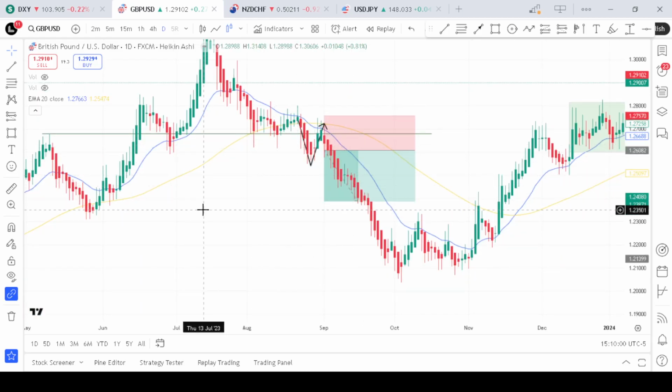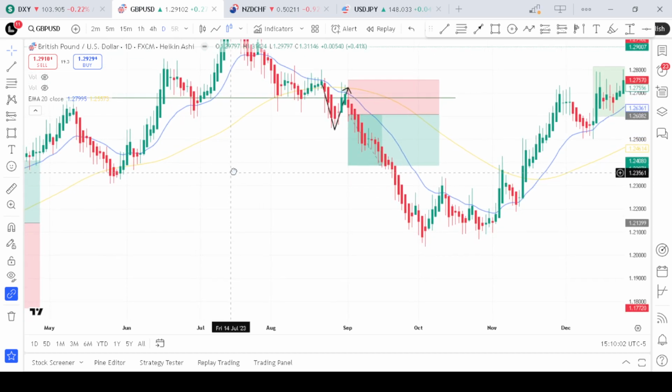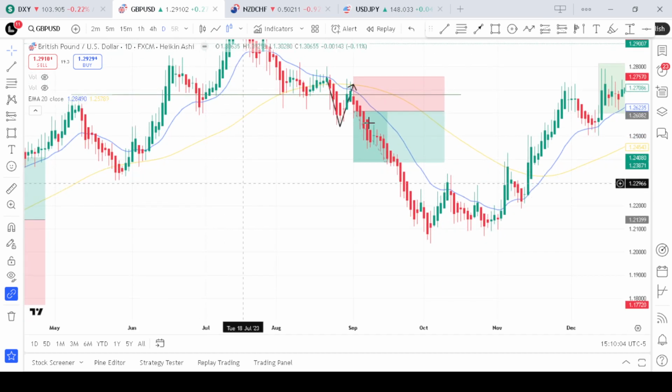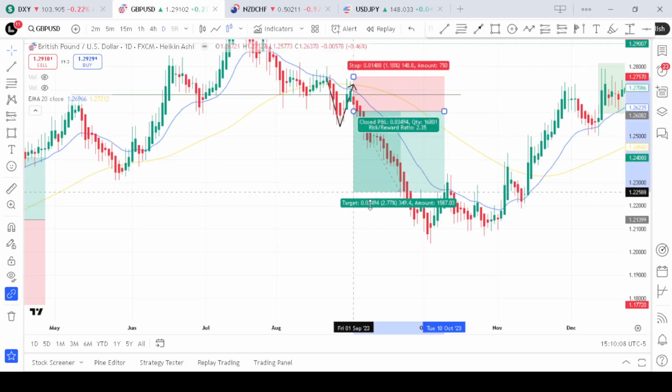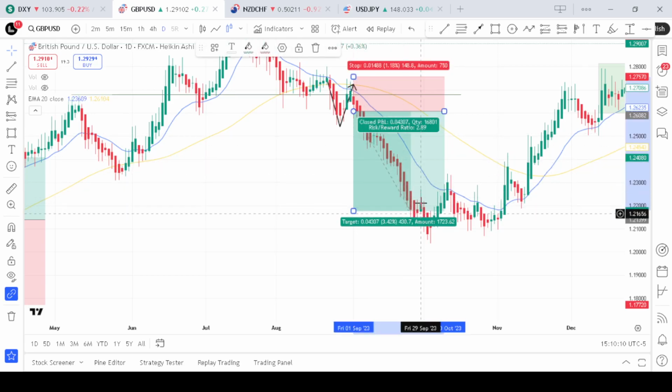We exit when we see signs of weakening momentum, such as opposing colored candles. So if I want to leave this trade, I will leave this trade the moment I see an opposing candle. That's this green candle opposing the red candles. This is when I will decide to leave the trade.